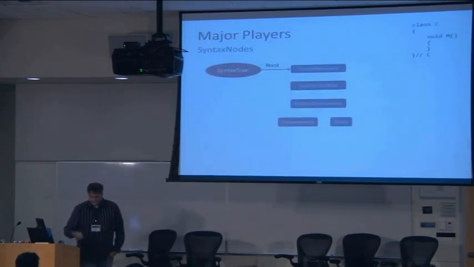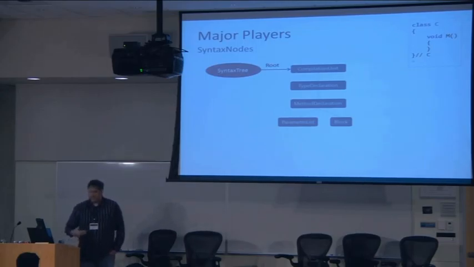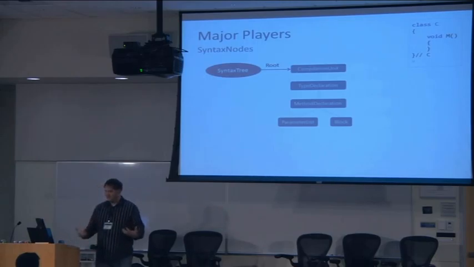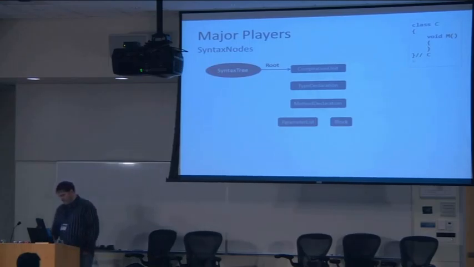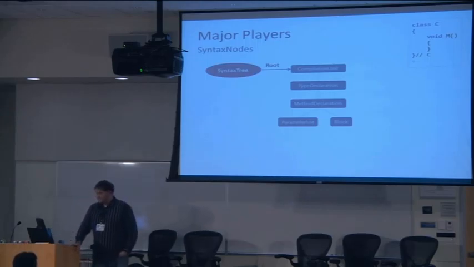Okay, so let's take a look at some of the major players. So we've laid out some of the layers and looked at some of the design characteristics. Let's look at some of the major API players. First of all, obviously, there are syntax nodes. And these are the non-terminals, right? You parse a tree, and then you get a strongly typed view of the various nodes within that tree. So up in the top right corner is a piece of C# code, or almost Java code. And there are the non-terminals that it would parse into.